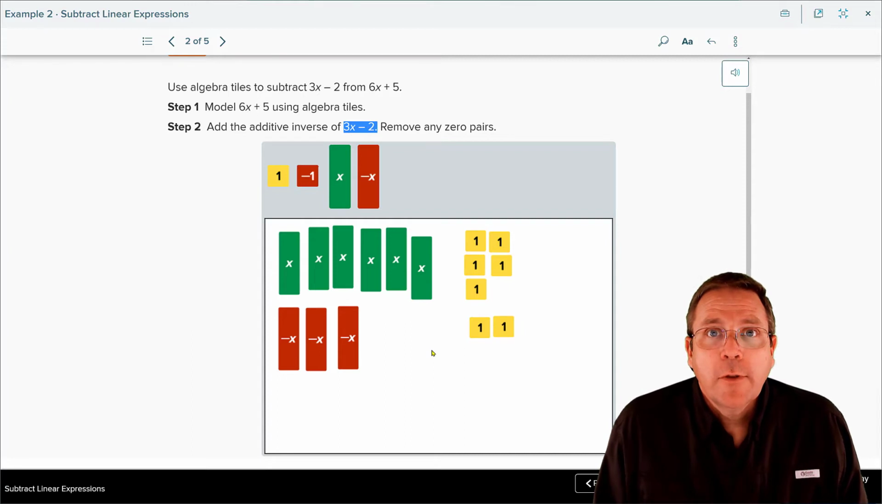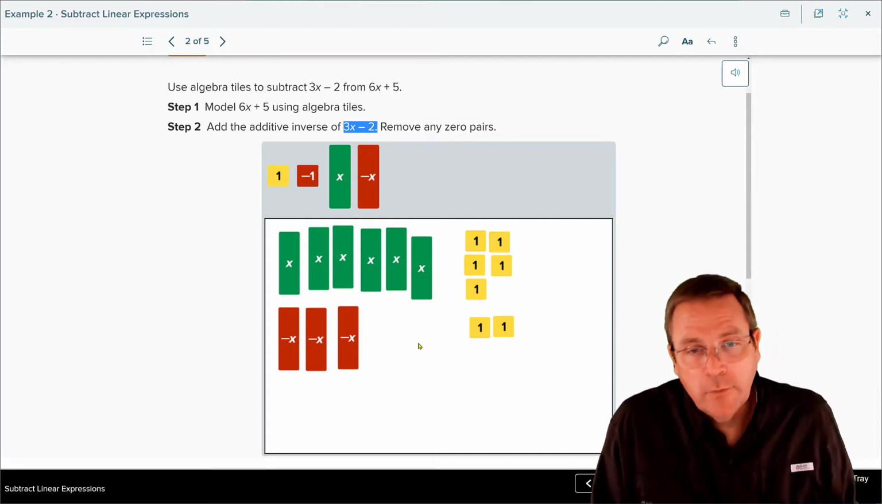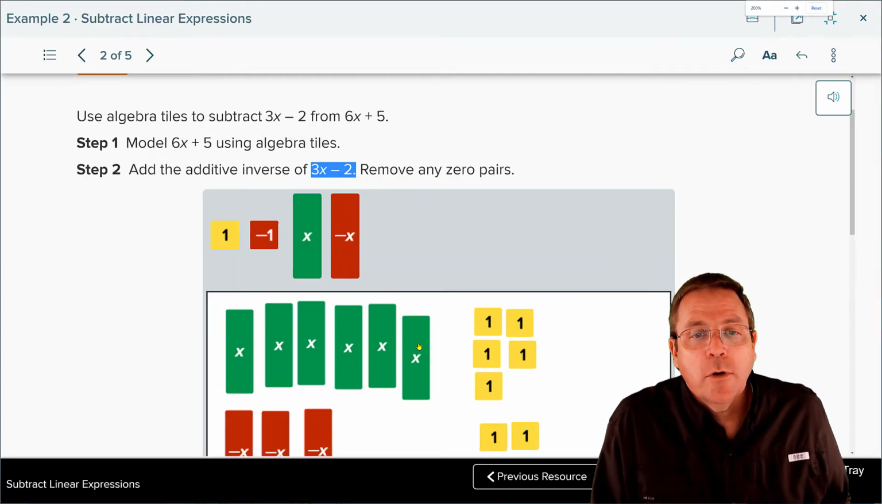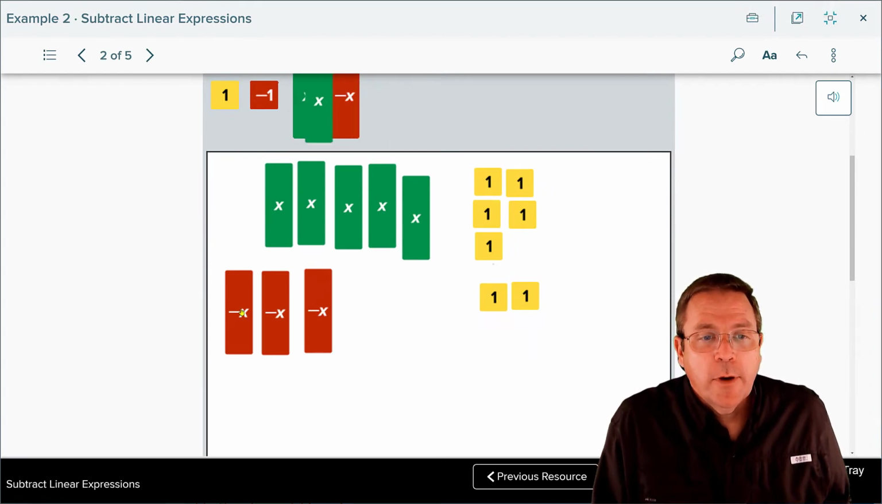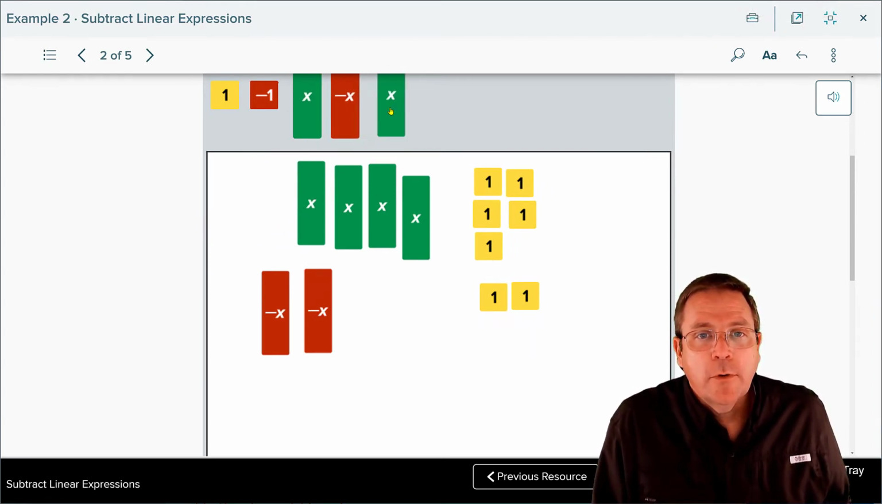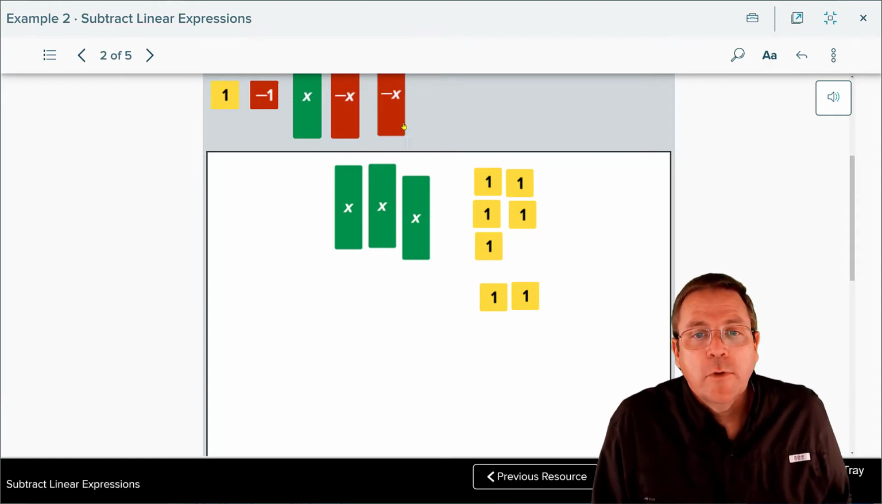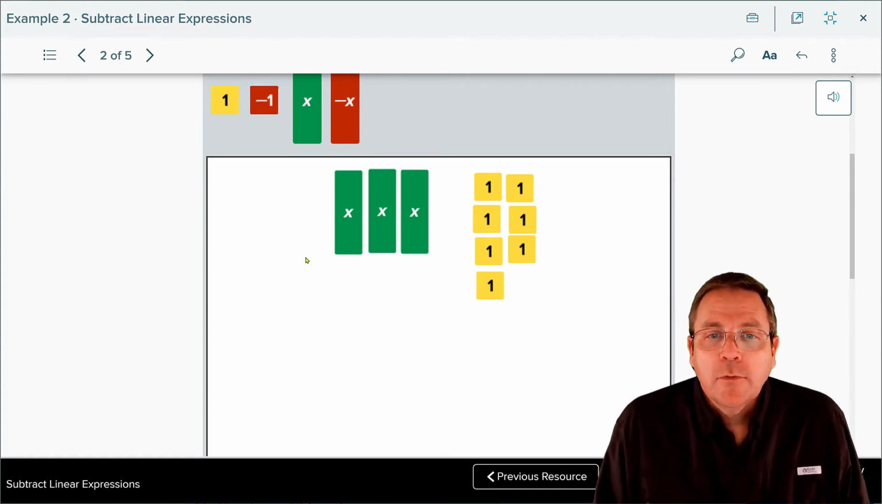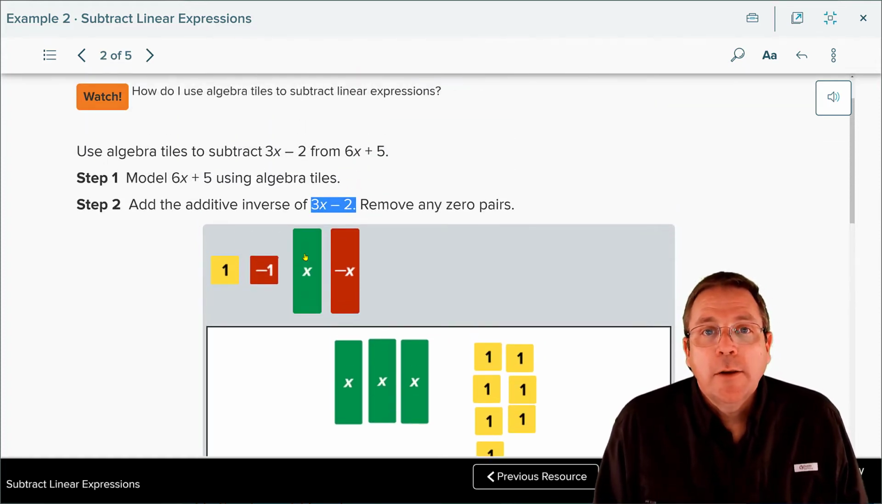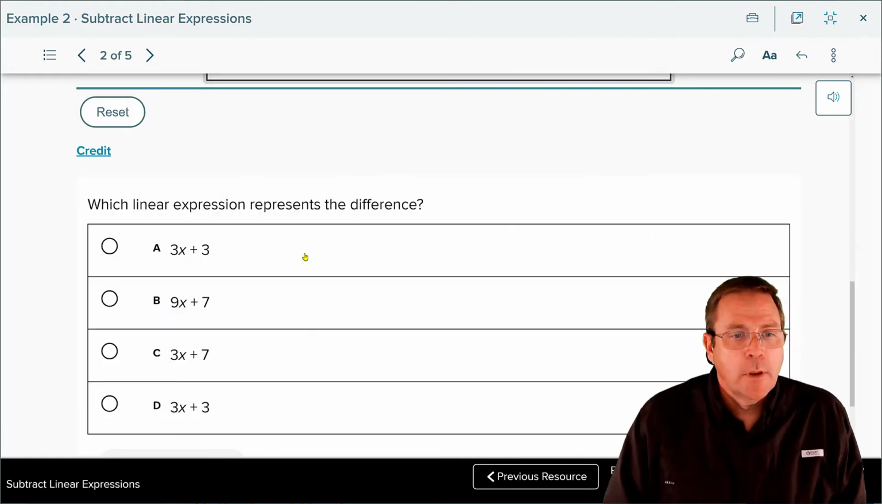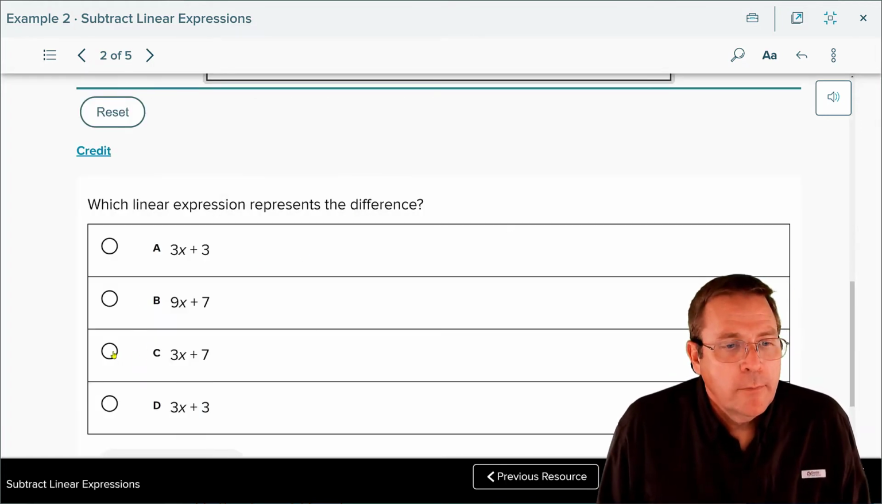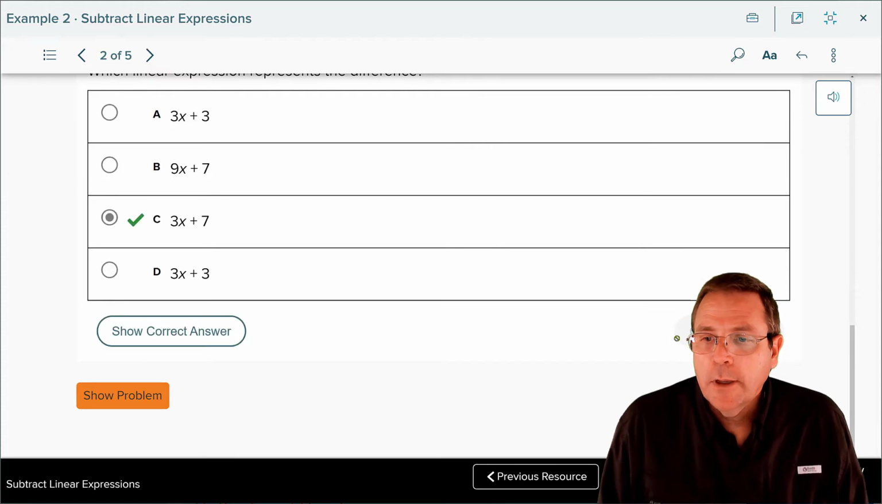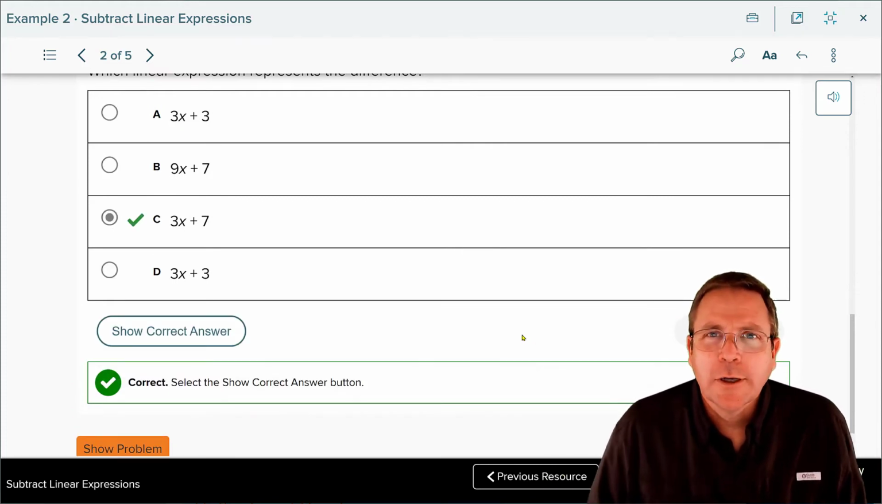So what's our final answer going to be? Well, we got to get rid of some zero pairs here, so let's work on that. I'm going to get rid of this pair, actually variables, and this pair of variables, and get up there. And what do we have left? We have 3x plus 7, so 3x plus 7 would end up being our final answer. Scroll down to the bottom, that would be answer C, hit check, and our answer checks.